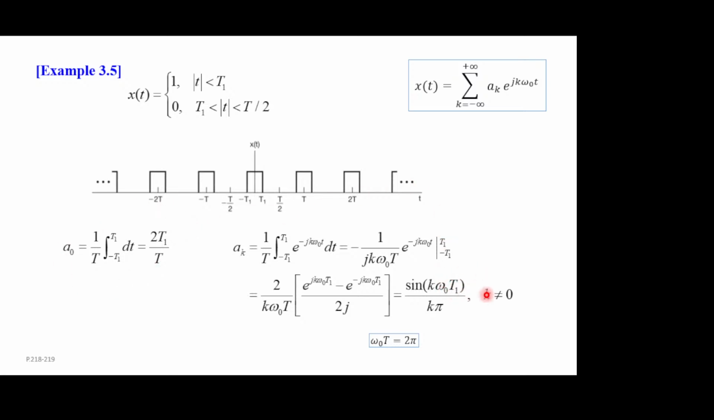and it depends on the constant omega naught and depends on the T1. And if you don't like omega naught, then you can remember omega naught equals 2 pi over big T. So this is k times 2 pi T1 over big T. Okay.